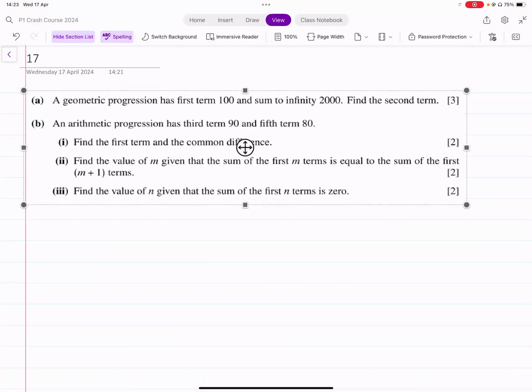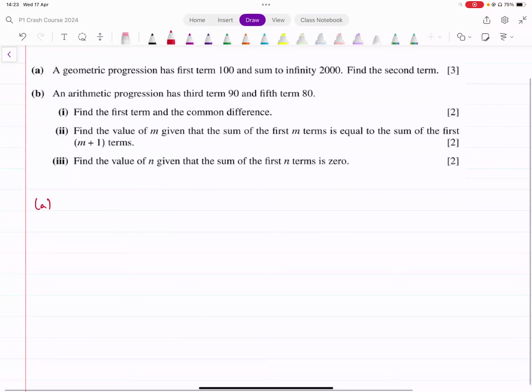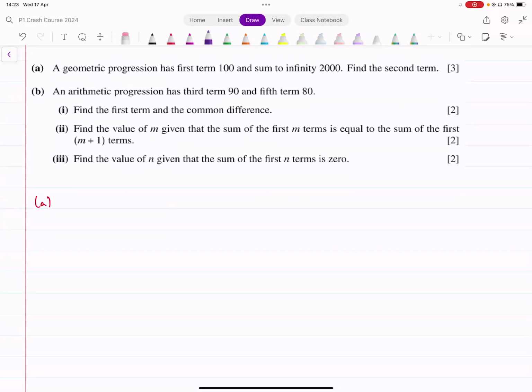Okay, so it says a geometric progression has first term of 100 and the sum to infinity of this GP is 2000. Find the second term. Okay, so we're talking about sum to infinity and we have the first term of the GP. Now remember the sum to infinity formula, it's given in the formula sheet as well. For a geometric progression, the sum to infinity formula looks like this. Sum to infinity is equal to a over 1 minus r.